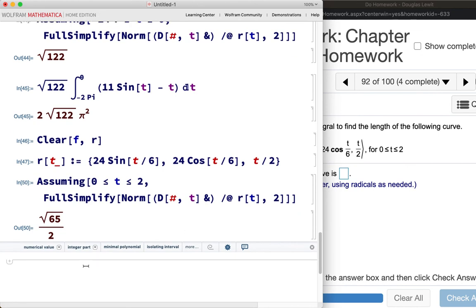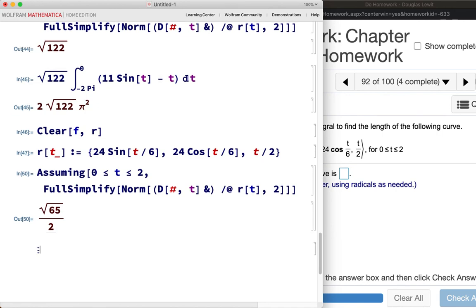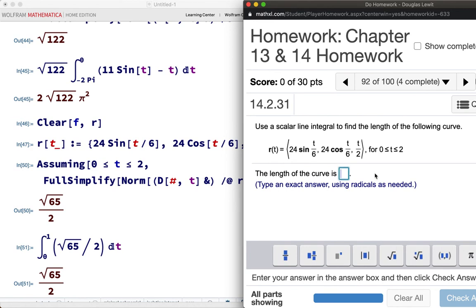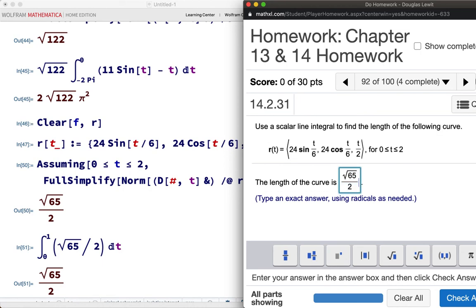That's really easy. Now all we have to do is the definite integral of the square root of 65 divided by 2. Again, I had better use parentheses. My variable of integration is t. I'm going from 0 up to 1. And the answer is simply the square root of 65 over 2. The length of the curve is the square root of 65 over 2.